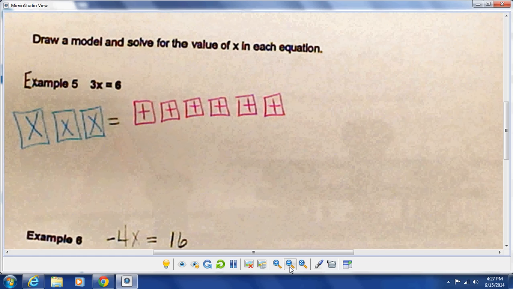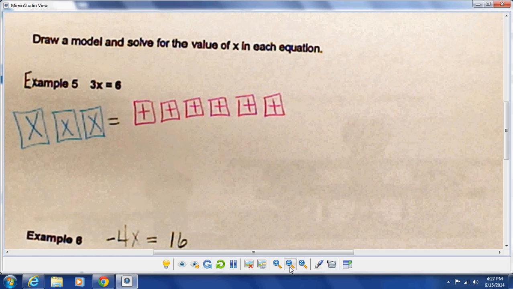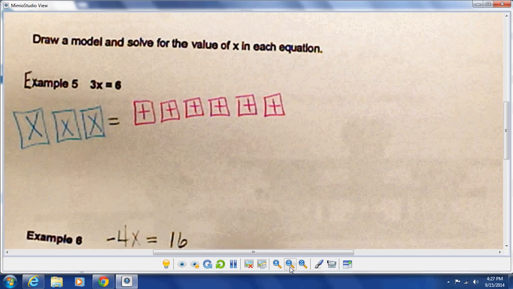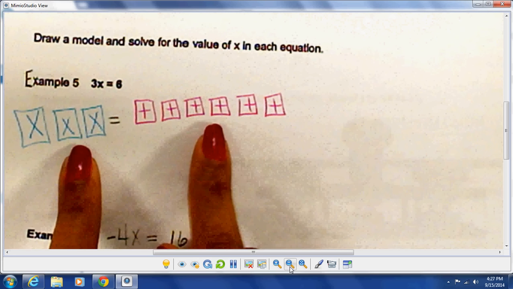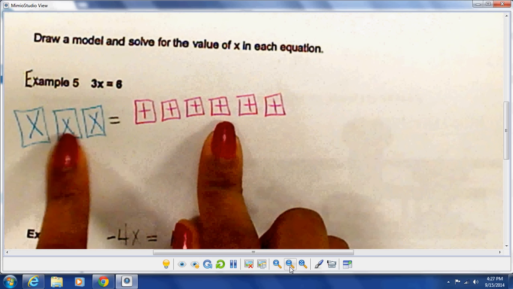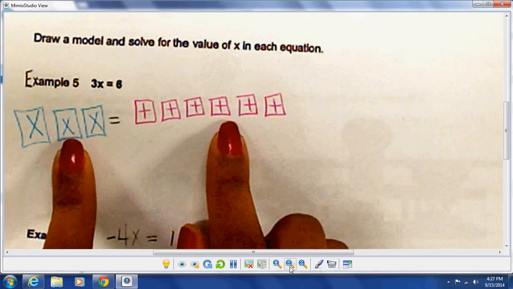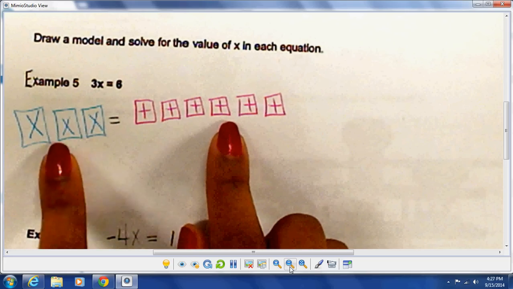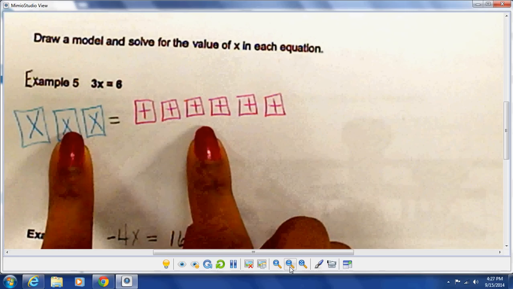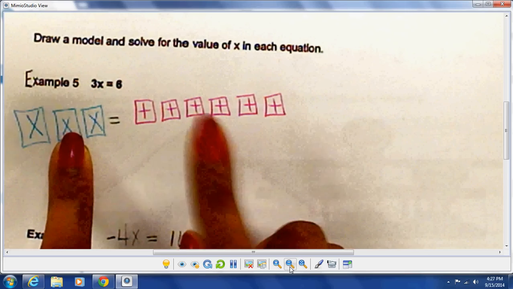Now, the way that we're going to do this is when we look at our model, we have nothing to lift off because there's no positives over here. There's no x's over here. We can't even force anything off because all I have are variables over here and just numbers over here. So there's nothing to be forced off. So I'm going to have to go to divvy up.